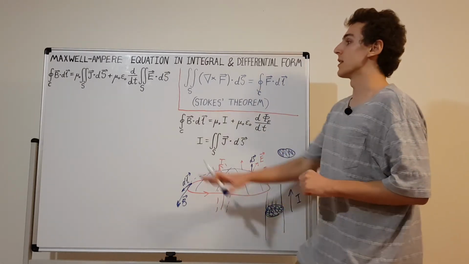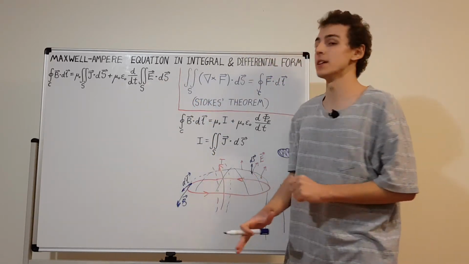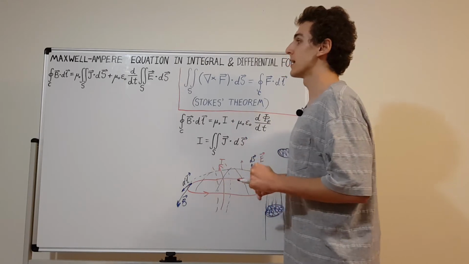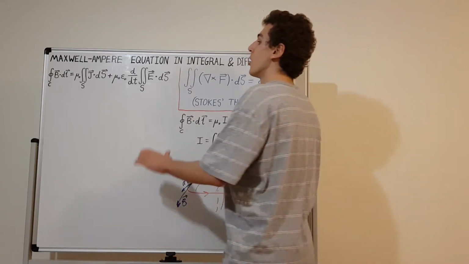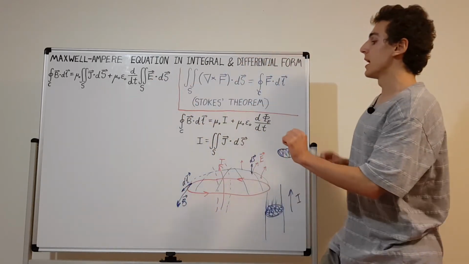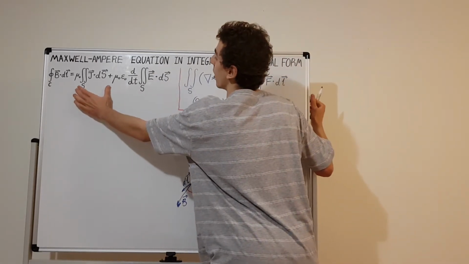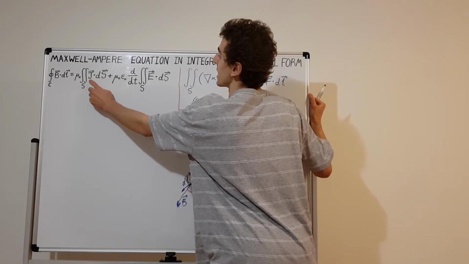Now let's take the integral form and convert it into the differential form. That's going to give us even deeper insight into what's going on. So what I've done over here is I've taken this current and turned it into that surface integral of the current density vector, J.